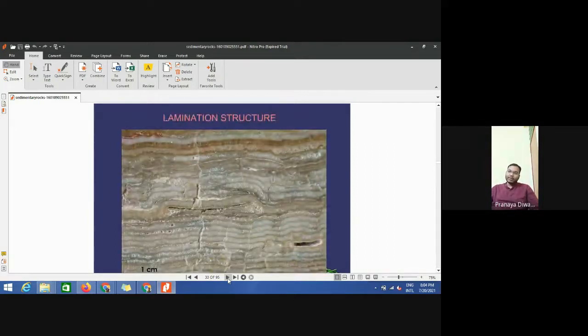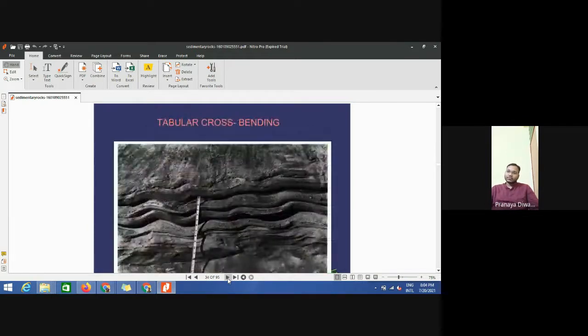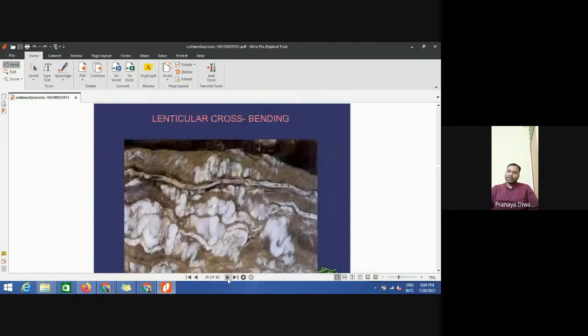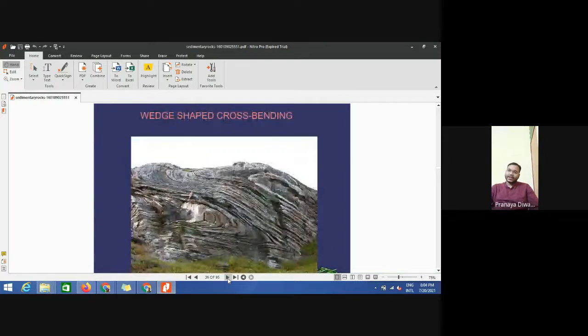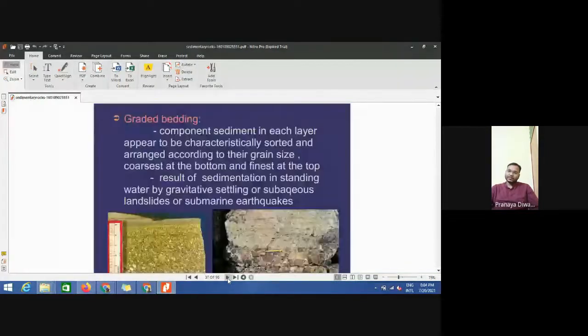This is how your lamination structure looks. This is tabular cross bedding. This is lenticular cross bedding. This is wedge-shaped cross bedding. What is graded bedding?